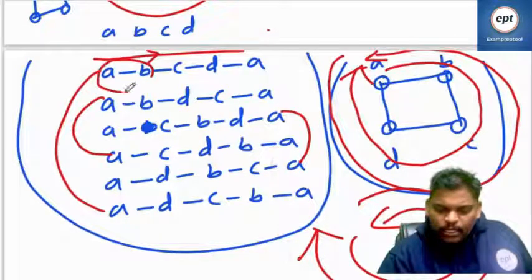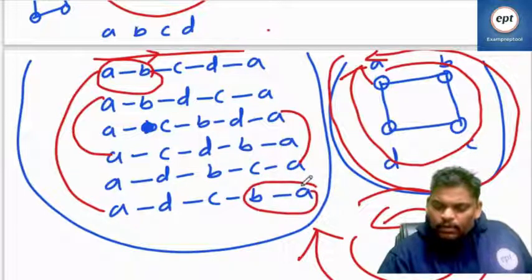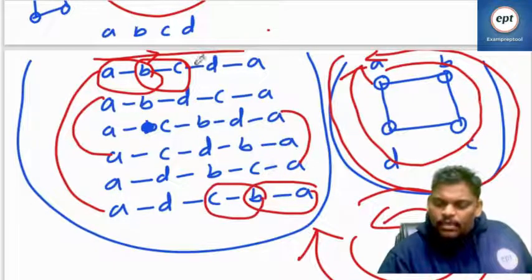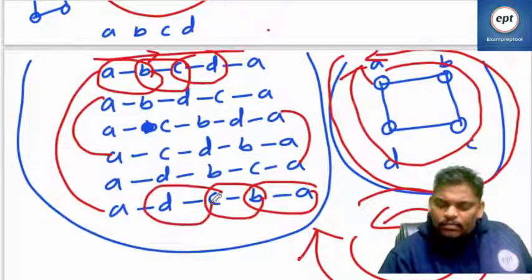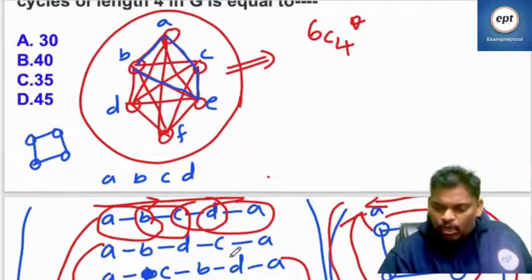Here the A to B edge is there. Here also the A to B edge is there. Here the B to C edge is there, here also B to C. Here the C to D edge is there, here also C to D. Here the A to D edge is there, here also A to D. Same. So now come here.